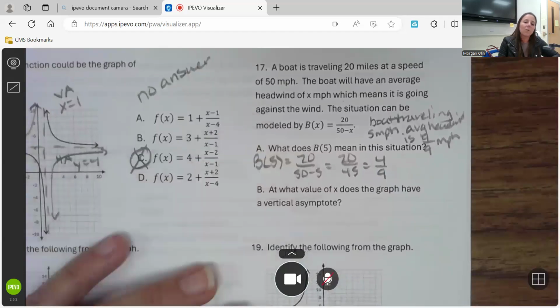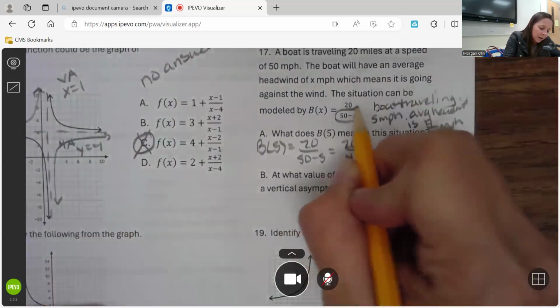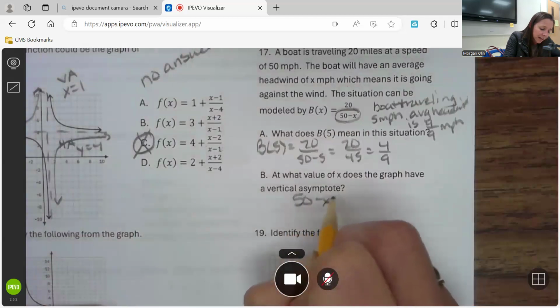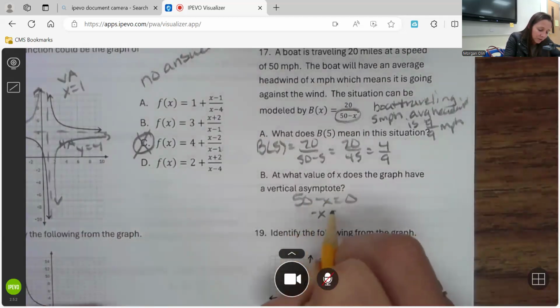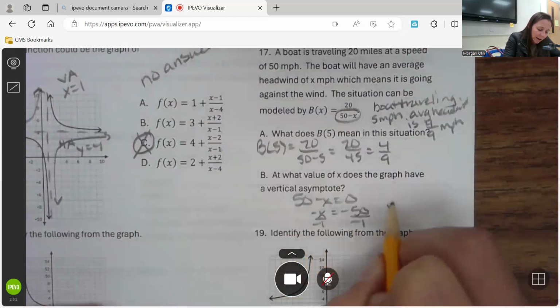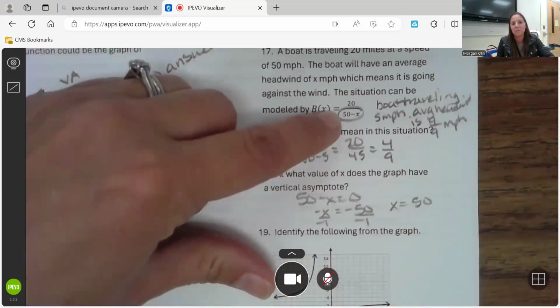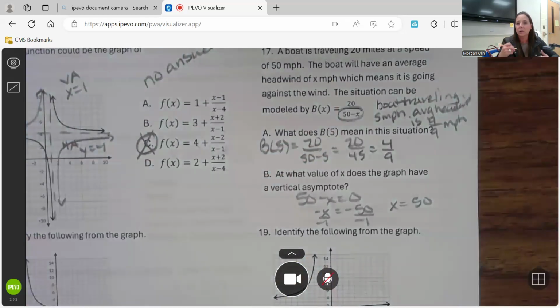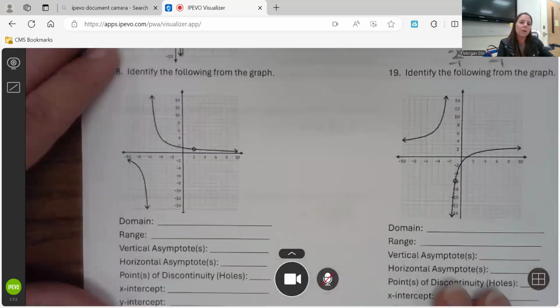All right. And at what value of X does the graph have a vertical asymptote? Vertical asymptotes come from the denominator. And really, you can graph this to figure this out or set the denominator equal to 0. Subtract 50. And when I do that, I get negative 50. And then divide by -1. So X equals 50. Or it's whatever value that you plug in there that's going to make the denominator 0. These don't cancel out. So it's not a hole, it's a vertical asymptote. All right. Moving right along.